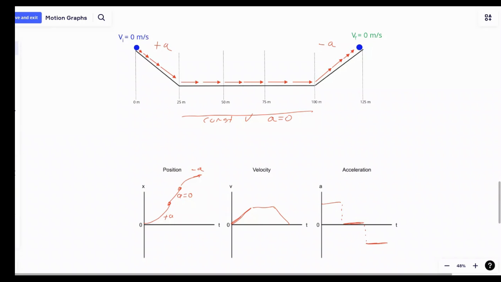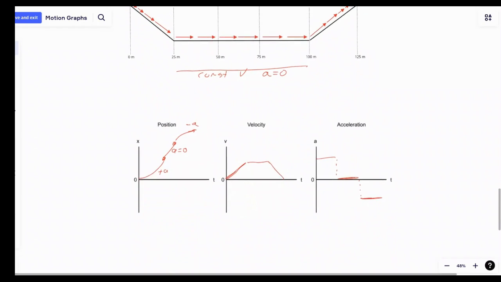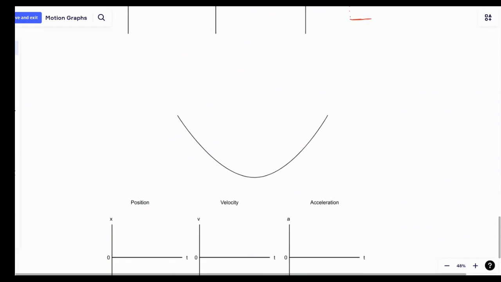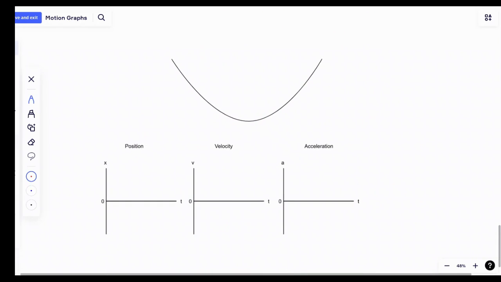Okay, last one. What if I were to shorten the flat distance and just connect the two hills, kind of like a bowl? Now in this situation, put the ball here, and we're going to pretend there's no friction, there's no air resistance. We're going to do this in ideal settings. So the ball is going to roll down the hill. As it rolls down the hill, it's gaining velocity, it's accelerating. It accelerates all the way down to the bottom.